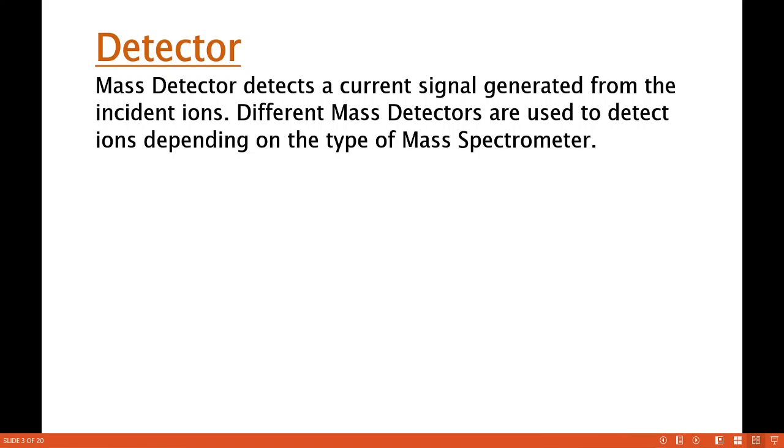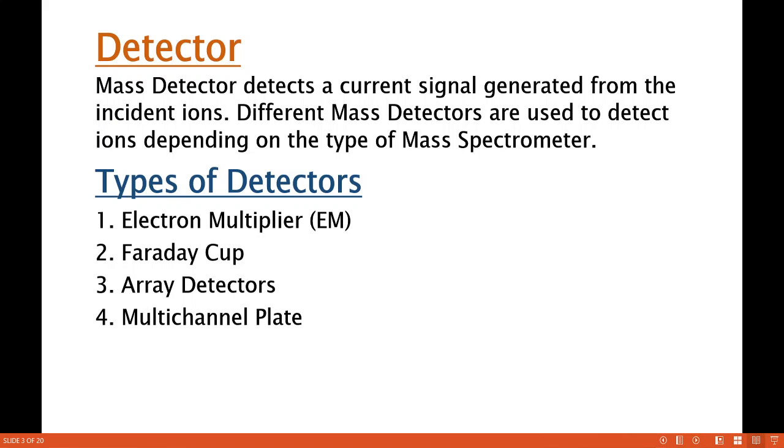So, depending upon the type of analyzer, the detectors are used. Okay. Then we see the different types of detectors. These are the four main types of detectors used in mass spectrometry. The first is electron multiplier, second Faraday cup, third array detectors, and the last is multi-channel plate detector. So we will see one by one.